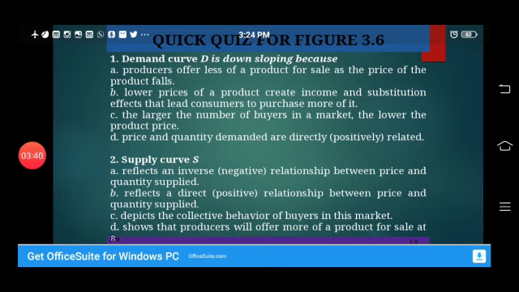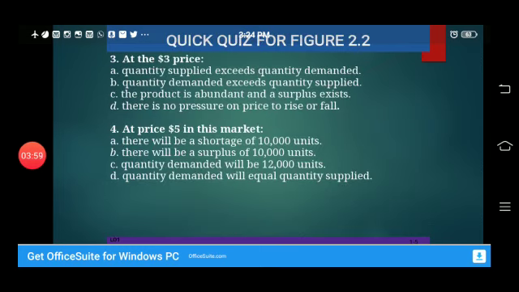This is a quick quiz for you, related to the previous table and graph. You need to go through this graph and table and solve these 4 MCQs, 1, 2, 3 and 4, and send the answers back to me in the group. I will let you know which one is right and which one is wrong, and I hope that you will do well.